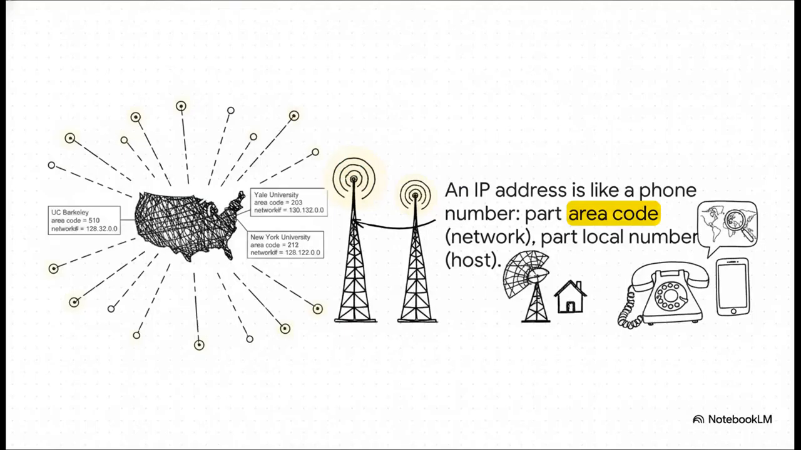An IP address is actually structured a lot like a phone number. One part of it identifies the general network the device is on. That's kind of like the area code. And the other part identifies the specific device, the host, within that network. That's like the local number. It's a really simple but powerful way to organize the entire internet.